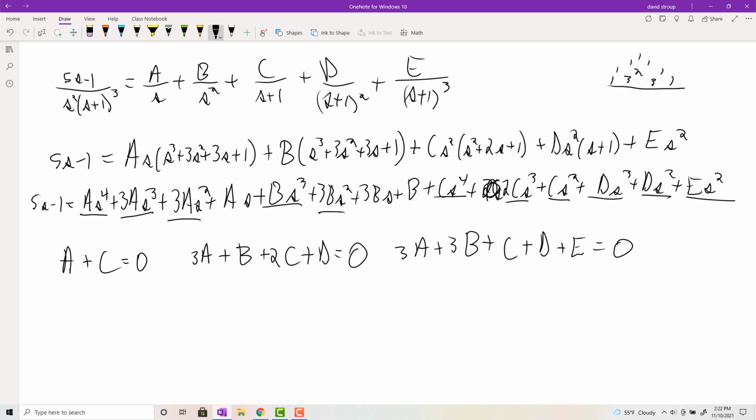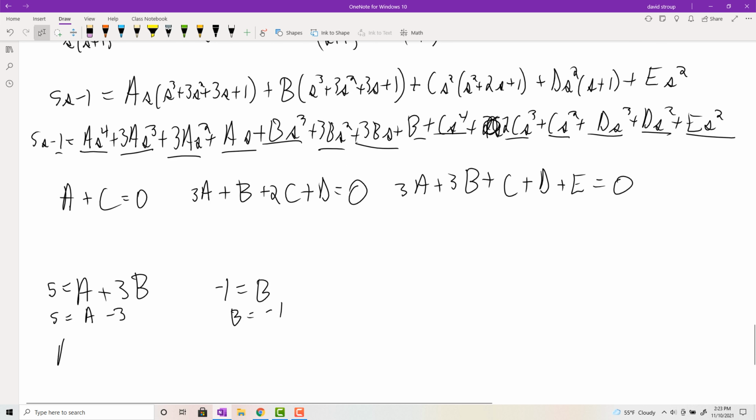Equals 0. And then that was the s squared. So for the s's, I have 5 equals a plus 3b. And there's no more s's after that. Seems like there should be. Okay, well, anyways. And then for the constant term, -1 equals b. So you get that for free. B is -1. Then you can start back subbing. So 5 equals a minus 3.